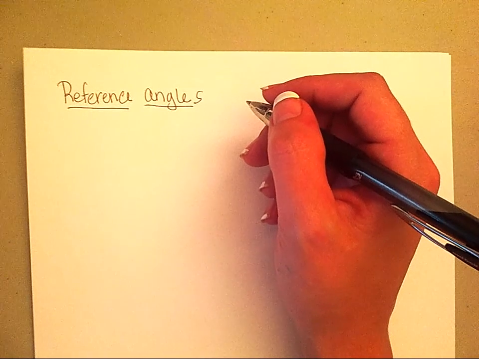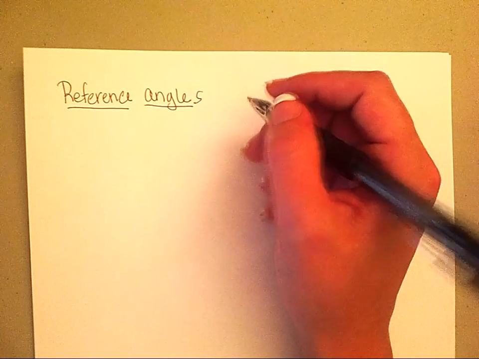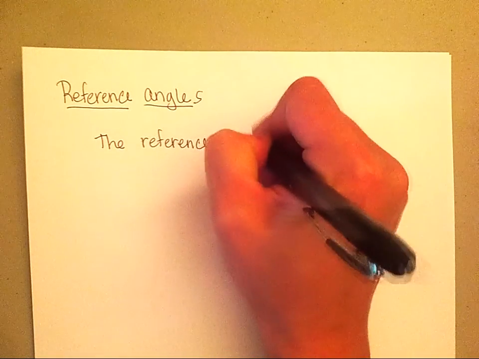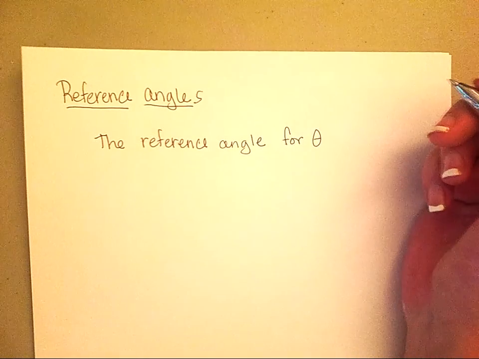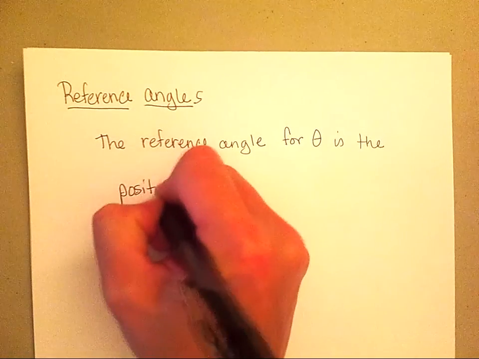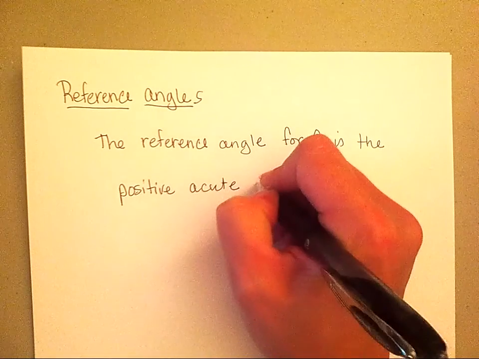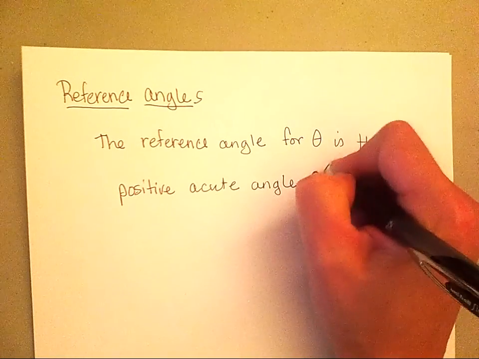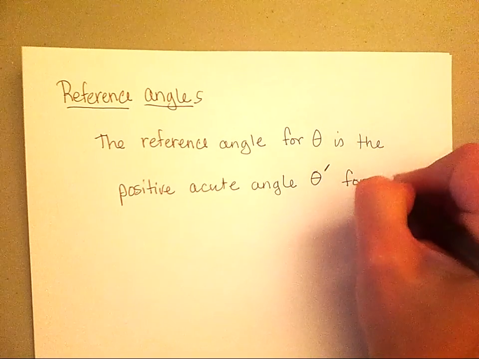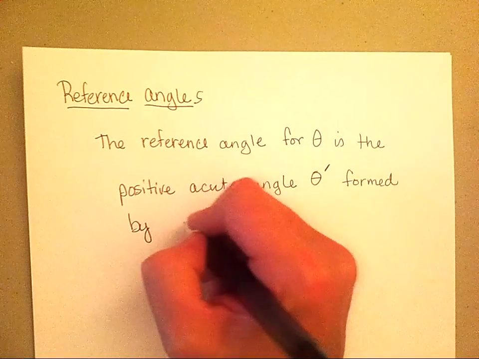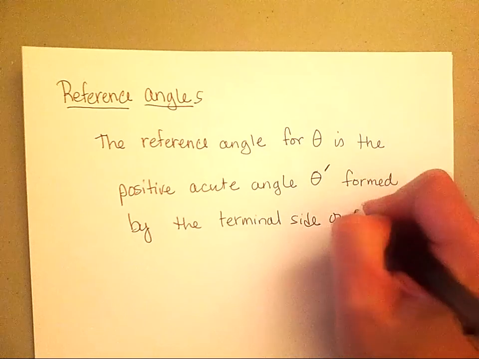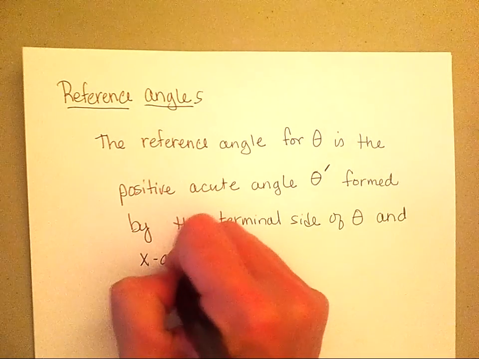So, the reference angle for theta, for any given angle, is the positive acute angle, and we're going to call this theta prime because they're related, that is formed by the terminal side of theta and the x-axis.